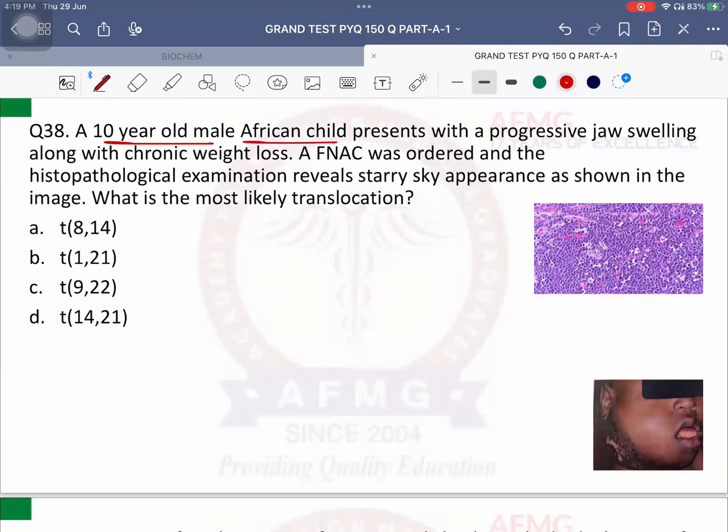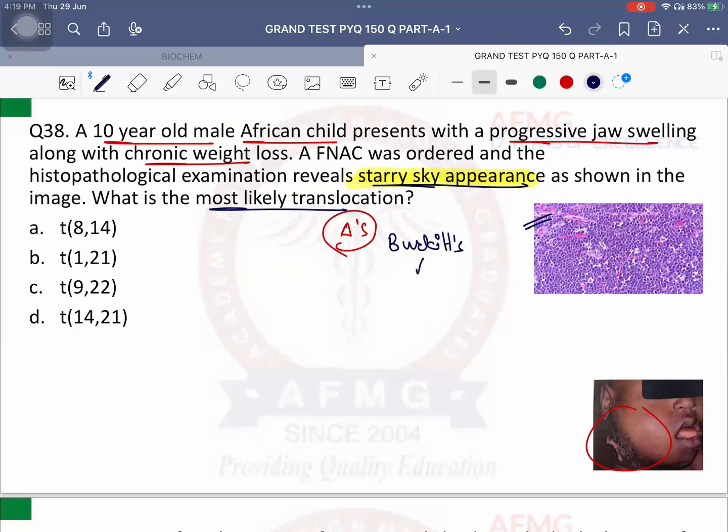10-year-old male African child presents with progressive jaw swelling along with chronic weight loss. FNAC was ordered and histopath is given below, which shows starry sky appearance. Okay, what is the most likely translocation? Diagnosis? As you can see, a rapidly growing jaw mass in African child. It is due to lymph node enlargement. It is a case of Burkitt's lymphoma.